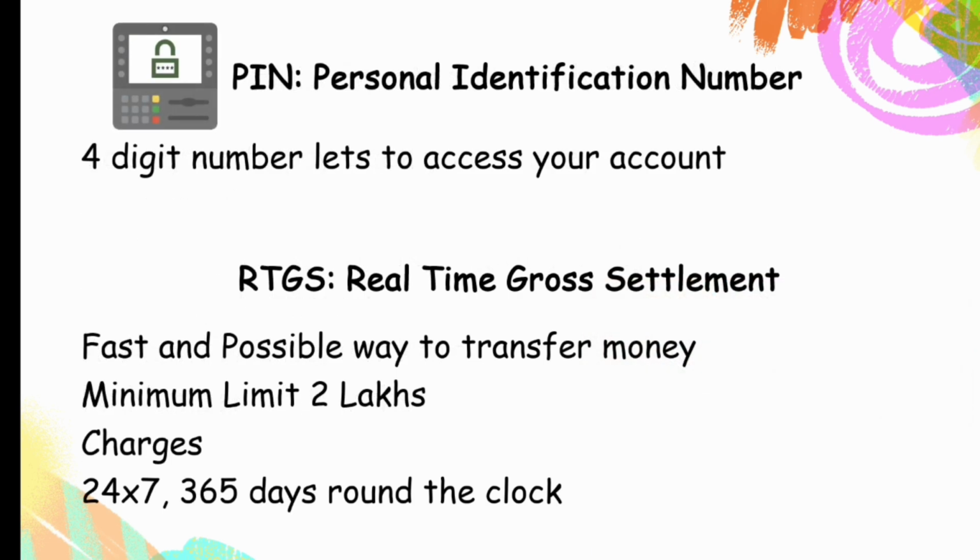And PIN is a personal identification number, which is very confidential, and it is a 4-digit number. And then RTGS, again it's a transaction. If you are a transaction person, then you can come across RTGS, Swift transaction, IMPS transaction, and so forth. RTGS is real time gross settlement, which is a fast and very convenient way to transfer your money.